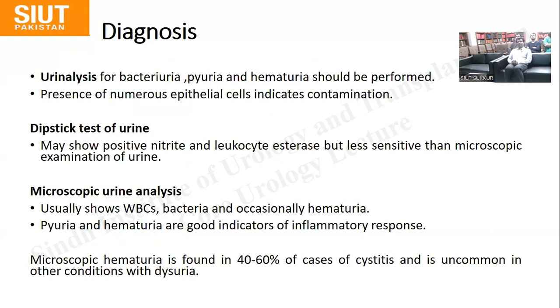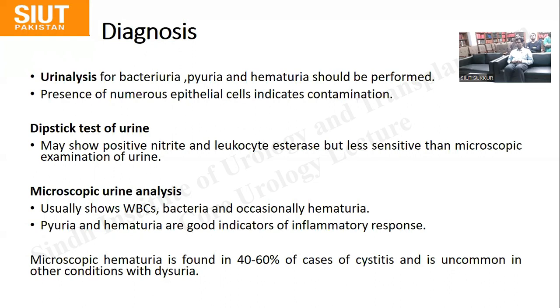Now, the diagnosis of UTI. Now, urine analysis for bacteriuria, pyuria, and hematuria should be performed, which is the basic in the diagnosis of UTI. Presence of numerous epithelial cells can indicate contamination. Now, dipstick test of urine.